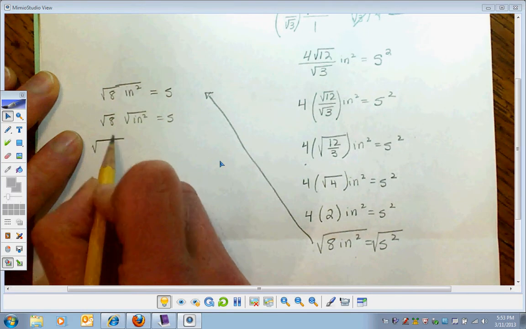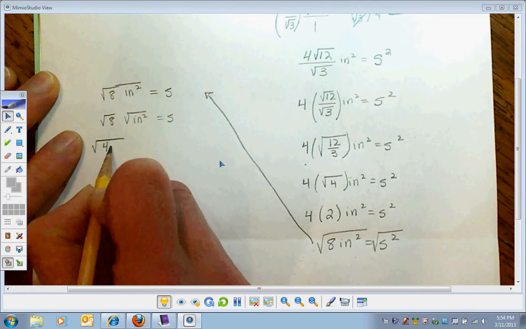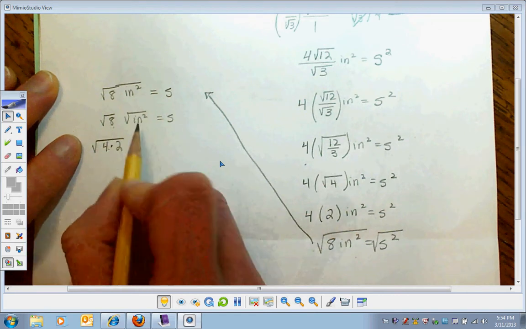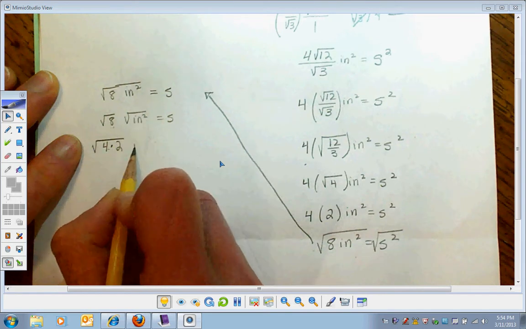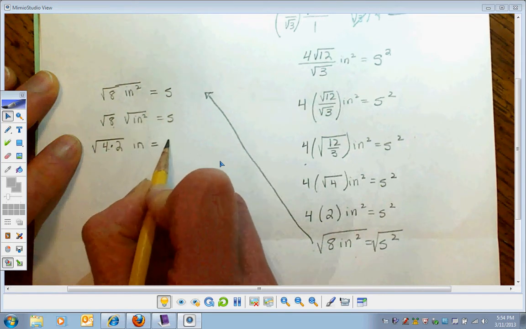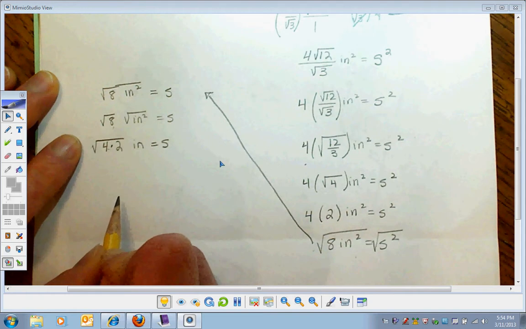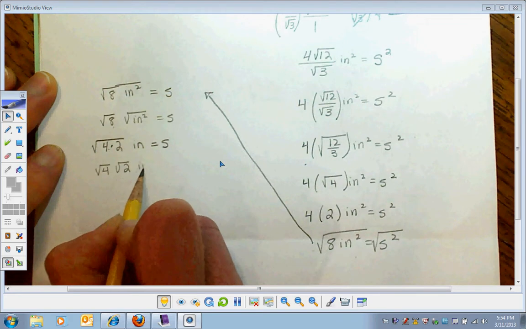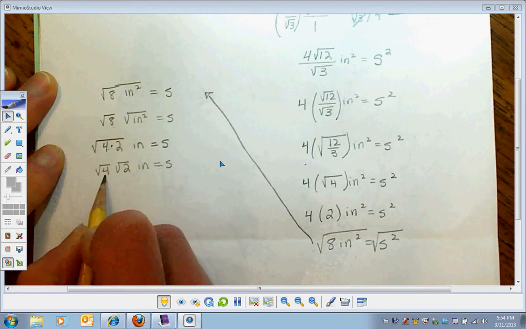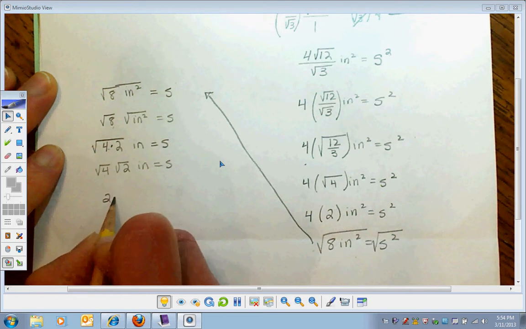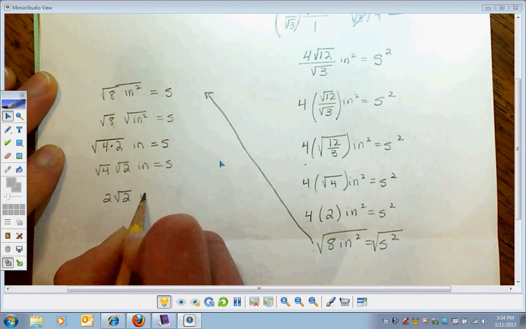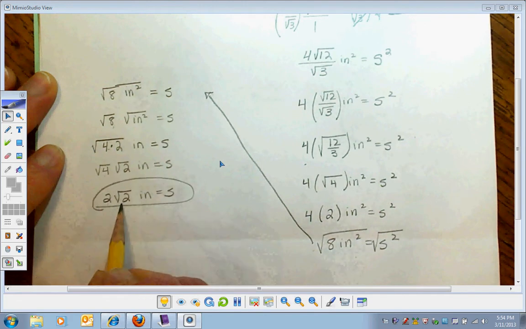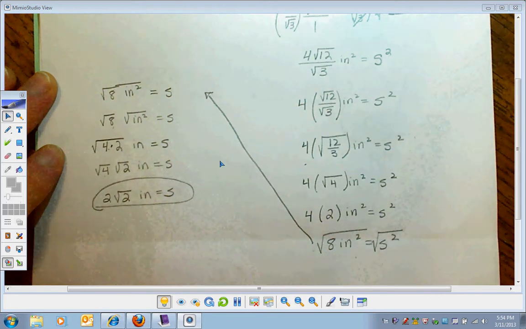So my perfect square that's a factor is 4. And then 4 times 2 gives me 8. Well, if I take the square root of a square, it undoes it. So I'm just left with inches. And that equals my side. So this is the same as the square root of 4 times the square root of 2 inches. Square root of 4 is 2. Square root of 2 is the square root of 2. So each side is 2 square root of 2 inches long. And that's my final answer.